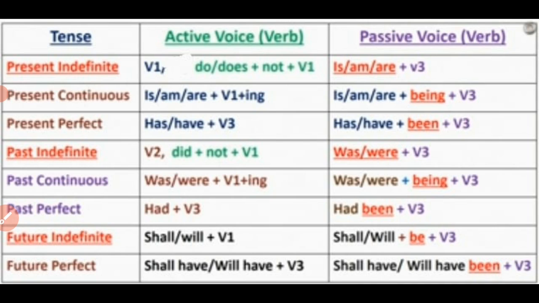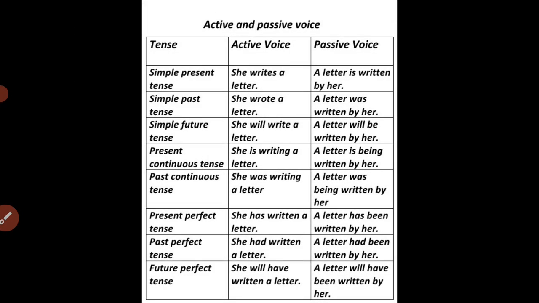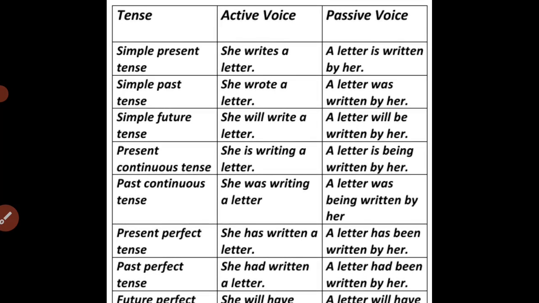So in all the present tenses we retain the auxiliaries. In present indefinite we have used is, am, are. Present continuous we have used is, am, are. Present perfect we have used has, have. Now let us see the examples. Simple past tense, she wrote a letter. Since it is in the past tense, we have used was as an auxiliary. A letter was written by her. Simple future tense, she will write a letter, a letter will be written by her.